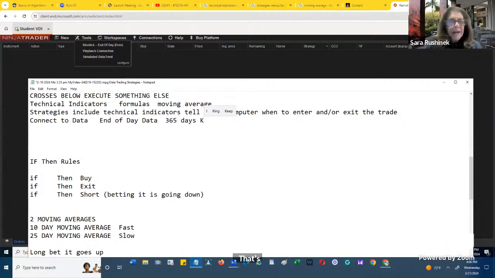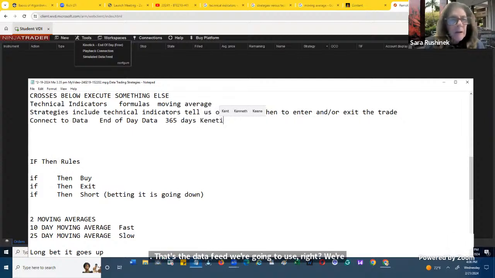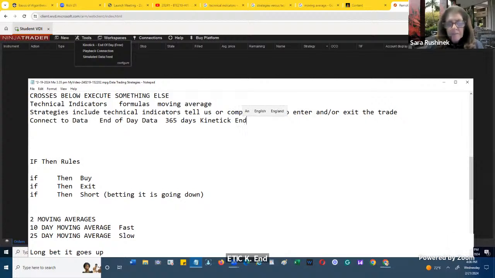We're going to use Kinetick end of day. And if you don't remember that, I misspelled it, right? So it's KINETICK, end of day. And Autumn, did you hear a little sound? And how can you tell I'm connected? I see a little green ball on the lower left-hand corner. You see it, Autumn? Yeah.